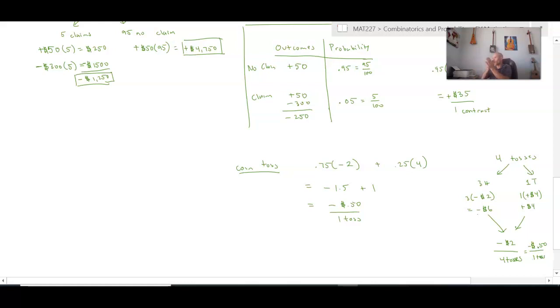So if you were to take all of your losings and average them out, equal them out across the 4 tosses, you would have lost 50 cents on each toss. So the difference between an expected value and a regular mean is that now we have a way of incorporating the fact that there are these varying weights.